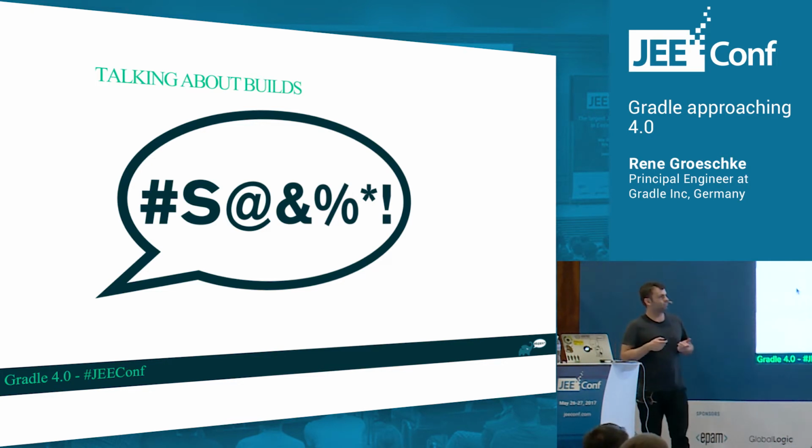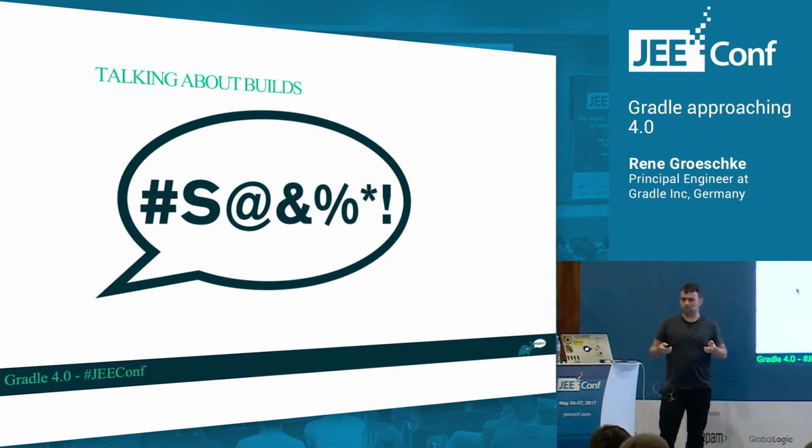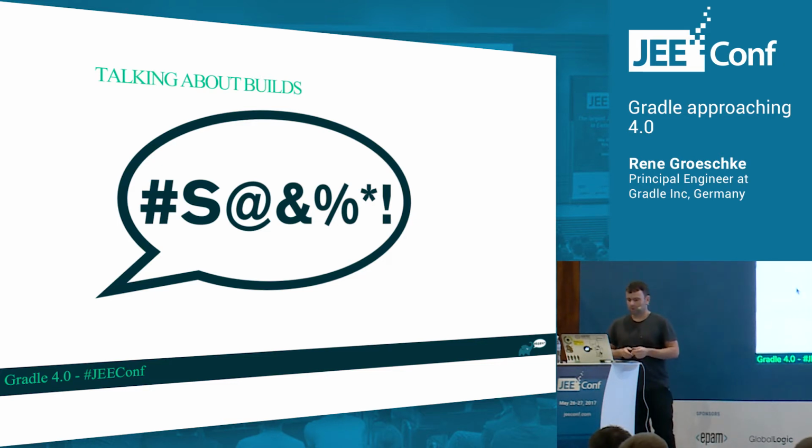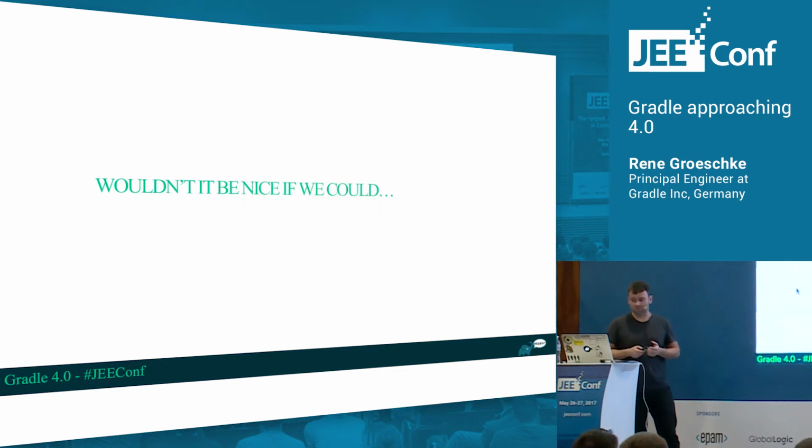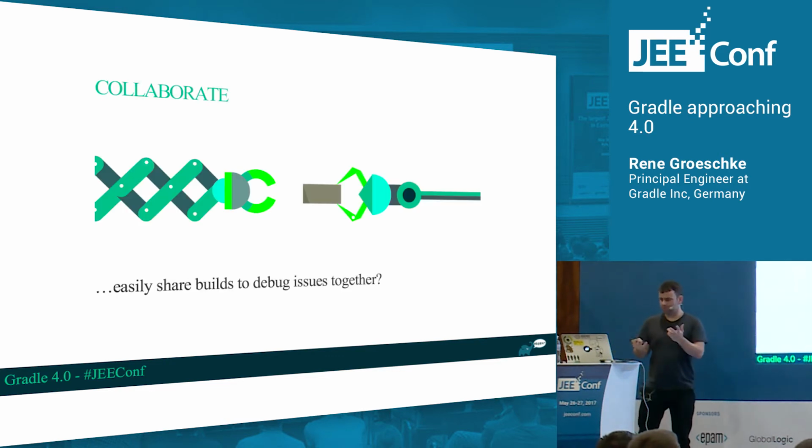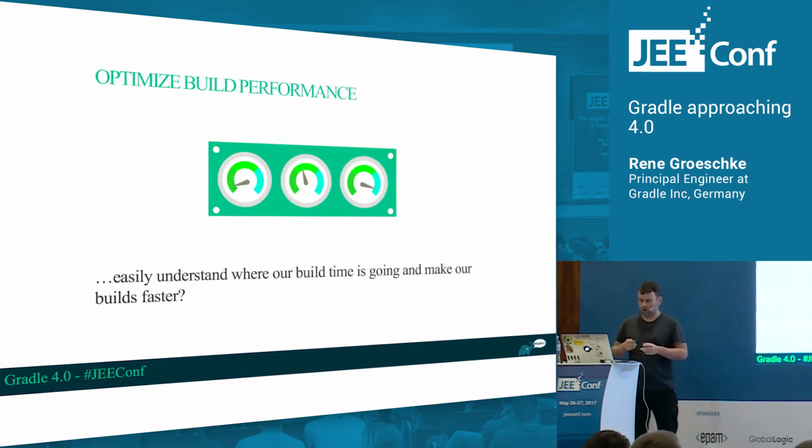Usually when developers start talking about their builds, it's not nice. They don't say, "Hey, that's great, that works fine." Usually they complain or they have an issue with their builds. I did consulting for quite a while, so I have to talk about builds a lot, and what we invented now is something to make that easier. Wouldn't it be nice if we could collaborate on a build better? You have a failing build locally, and how do you discuss that with your colleague? Do you just pass the stack trace, or do you call him over and sit together at your screen? Or how do you optimize build performance?